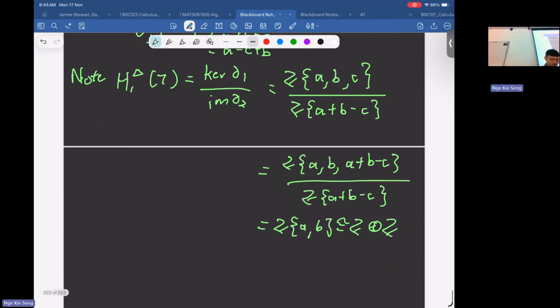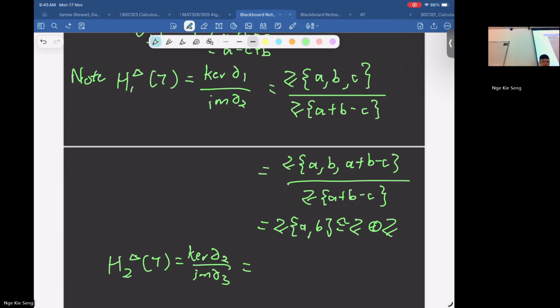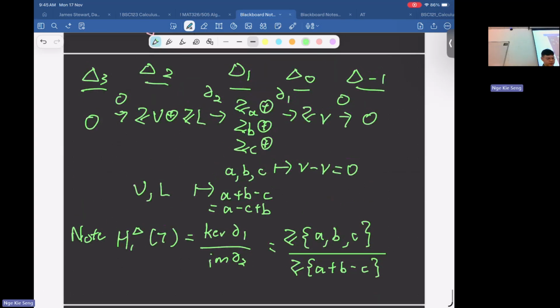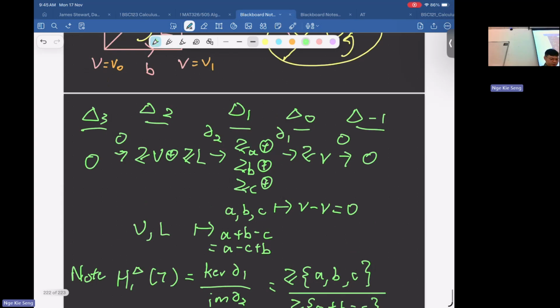Okay, next one. How about H2 here? So how about H2, delta? It is the kernel of delta 2 over the image of delta 2. So what's the kernel of delta 2 here? Can we write this down in terms of matrices? Because these are free abelian groups, which are modules, right? So you can think of a module as a vector space, or actually a map between finite dimensional vector spaces or finite dimensional modules. You can express it as a matrix transformation, right? The first year material here.